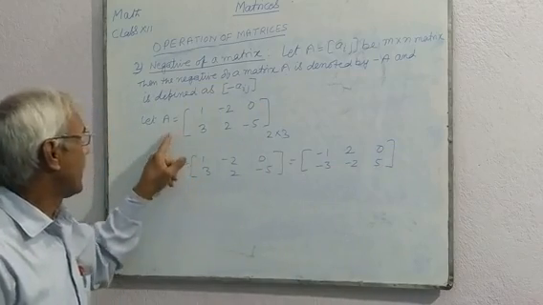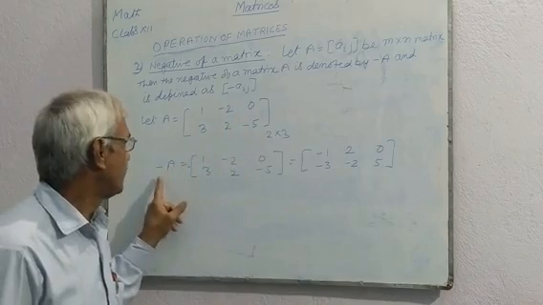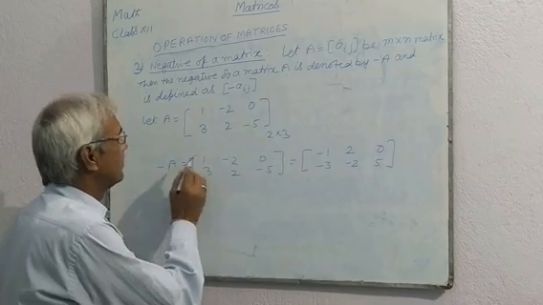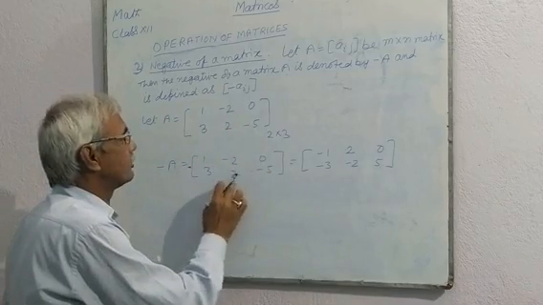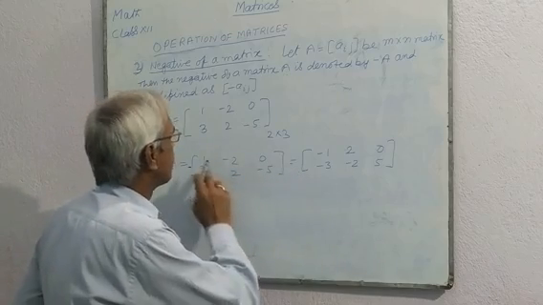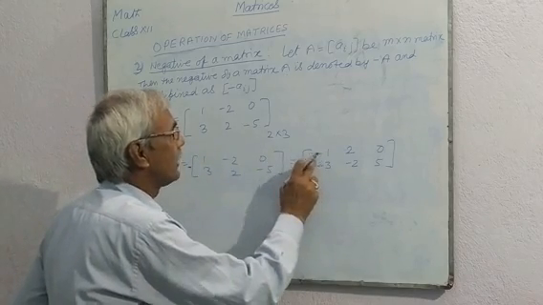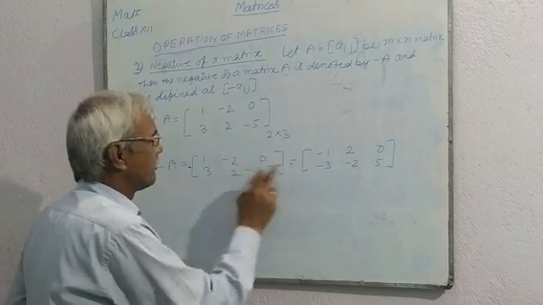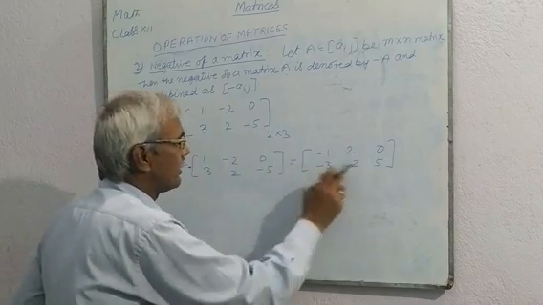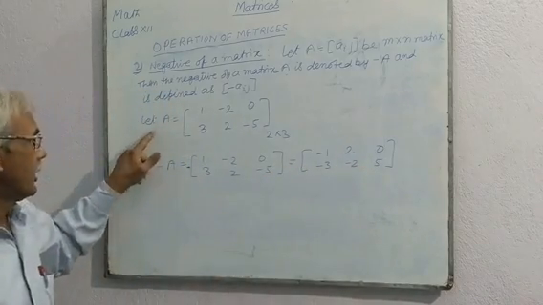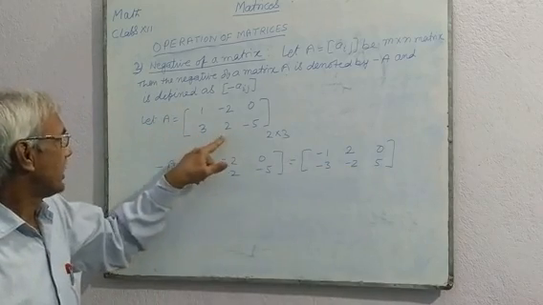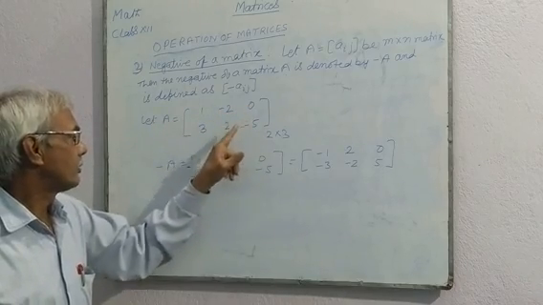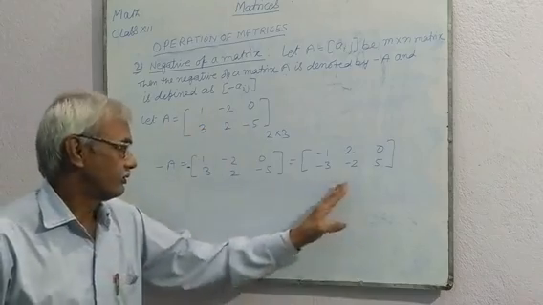All elements in matrix A change their sign in minus A. A equals [1, minus 2, 0; 3, 2, minus 5], so plus 1 becomes minus 1, minus 2 becomes plus 2, 0 remains 0, 3 becomes minus 3, 2 becomes minus 2, minus 5 becomes 5. Here, in minus A, all signs of all elements of the matrix are changed.